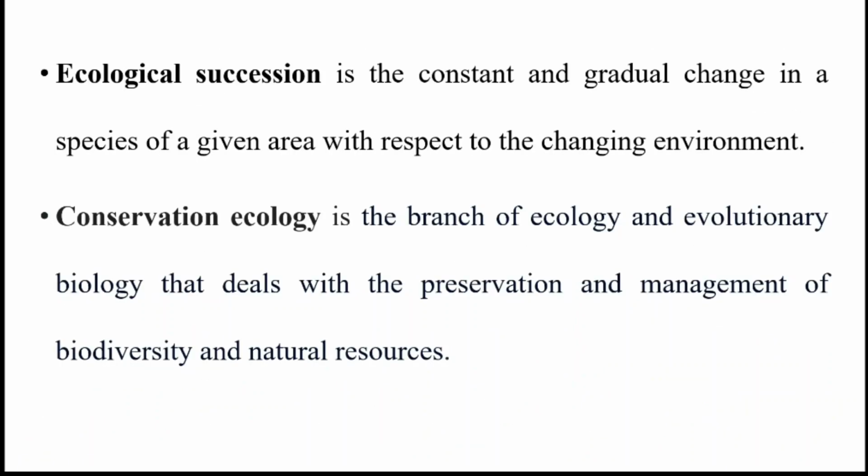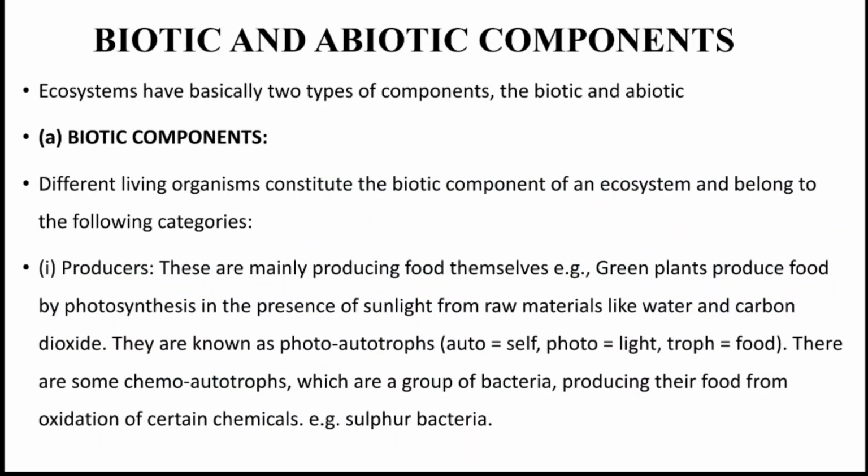Then ecological succession. What is ecological succession? It is a constant and gradual change in species of a given area with respect to a changing environment. Then what is conservation ecology? It is a branch of ecology and evolutionary biology which deals with the preservation and management of biodiversity and natural resources. We have to use or consume the resources in a sustainable way. We have to preserve these natural resources for our future generations.